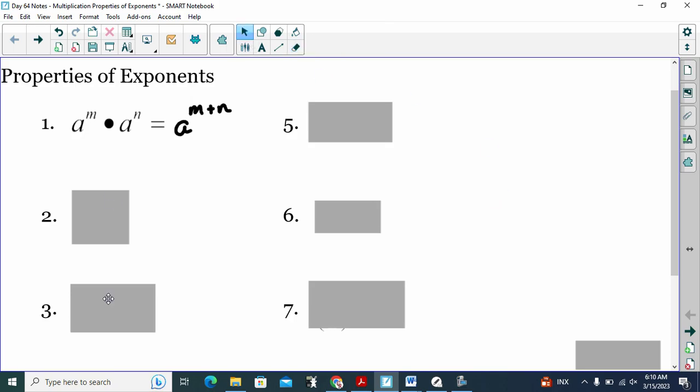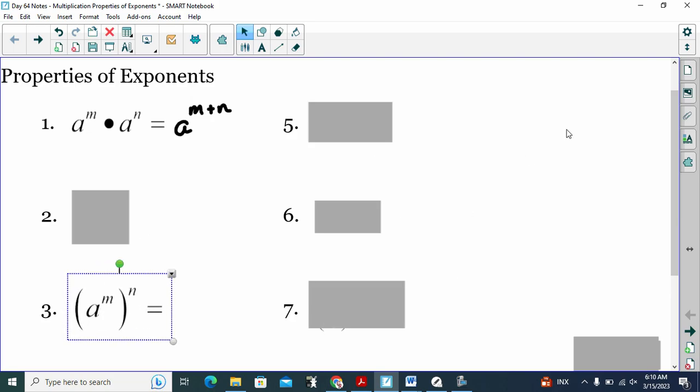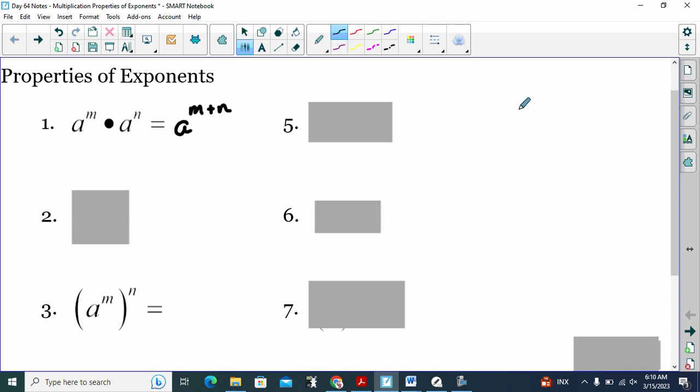The next one is actually the 3rd one here. This is the next one that we'll be talking about. It says a to the m to the n. This is called the power of a power property. Power of a power. And this is something like a squared to the 5th. So to the 5th means multiply this by itself 5 times. A squared times a squared times a squared 5 times.